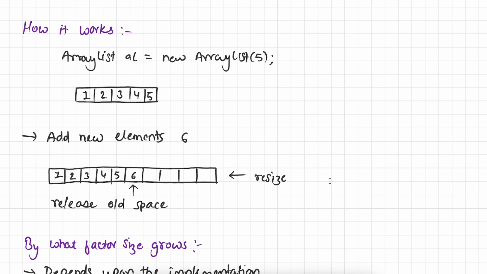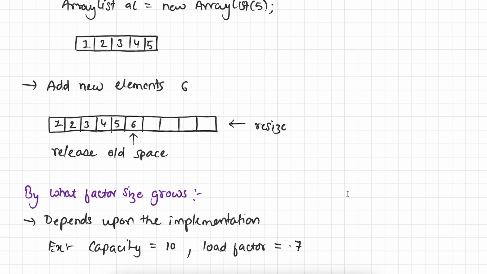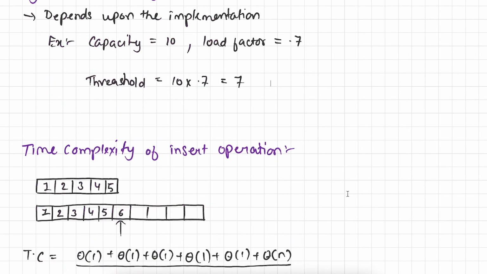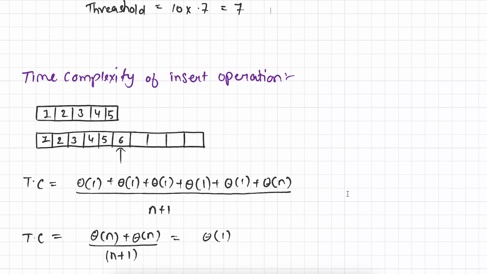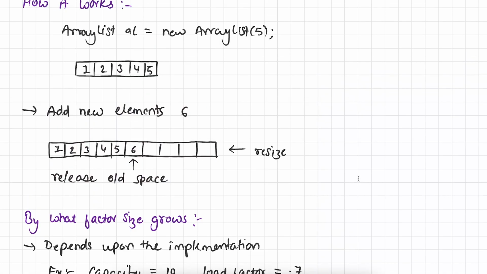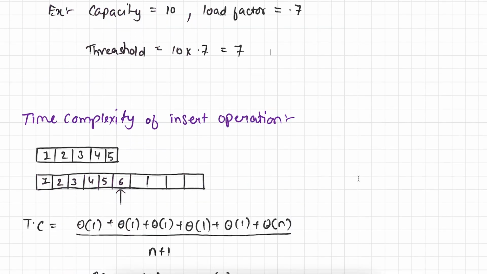So guys, I hope now you understood how ArrayList actually works internally and by what factor ArrayList grows and shrinks in size. Okay, so now the question over here is, if the ArrayList is creating a new array of size greater than the existing array or the previous array, then obviously it's going to take more time to add elements at the end of the array, but this is not the case. Let me show you why.